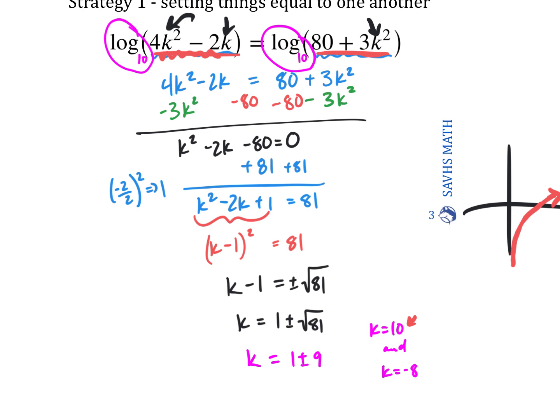I think this one's going to work too, but let's just make sure. -8 squared is 64. 64 times 4 is 256, and then plus 16 is 272. So I need to make sure that this side is 272 as well. I've got 64 times 3, which is 192, plus 80, which is also 272. These both work. So both of these solutions are okay.